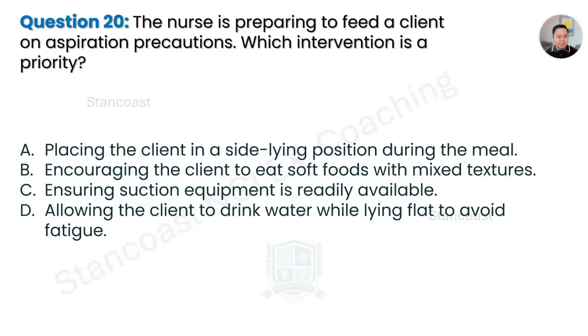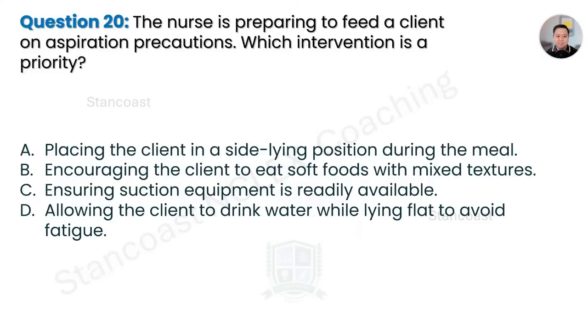Number 20, the nurse is preparing to feed a client on aspiration precautions. Which intervention is a priority? A, placing the client in a side-lying position during the meal. B, encouraging the client to eat soft foods with mixed textures. C, ensuring suction equipment is readily available. And D, allowing the client to drink water while lying flat to avoid fatigue.